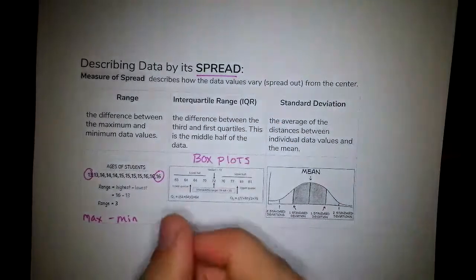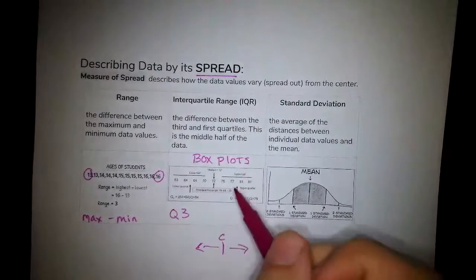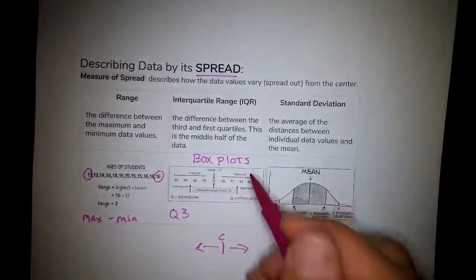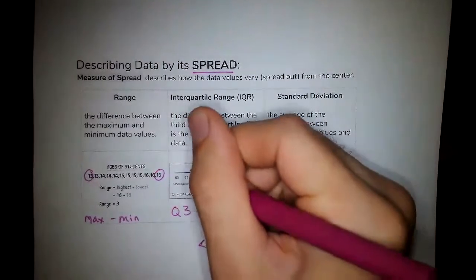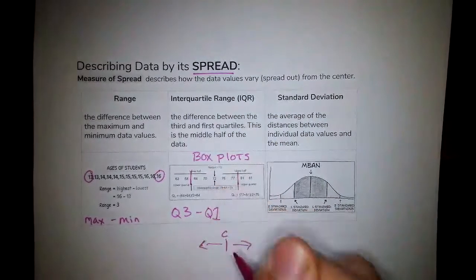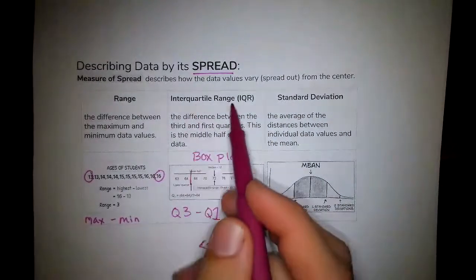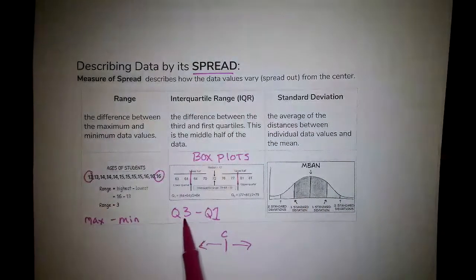And basically when you find your Q3, basically the middle of the upper half, which is right about here, we're going to then subtract the middle of the lower half, which is our Q1. So the interquartile range, it's similar to the range, but we're going to use Q3 and Q1 to find that number.